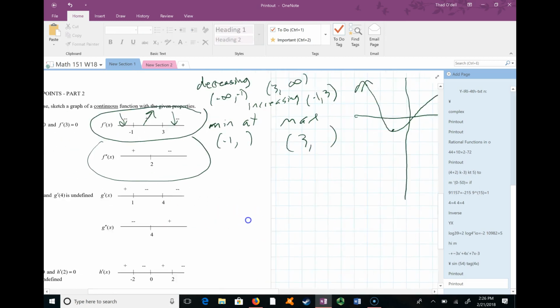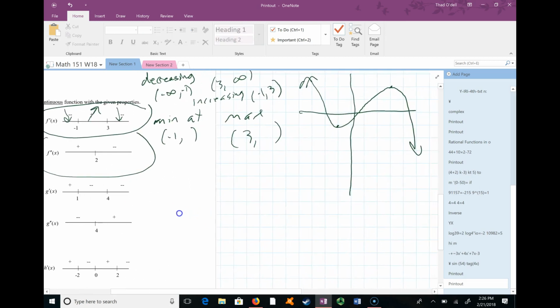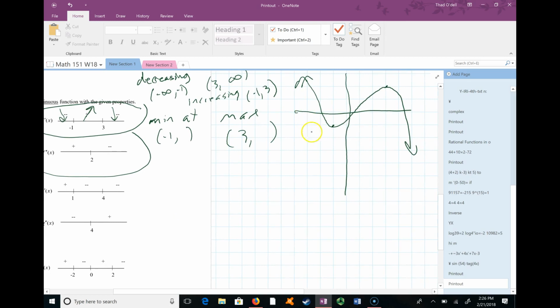According to the second derivative, it's supposed to be concave up from -infinity to 2, which looks pretty good. And it's supposed to be concave down from 2 to infinity. It looks like we didn't quite switch at the right place. Maybe more like that. So I want it concave up all the way to there, and then it starts to be concave down from there.